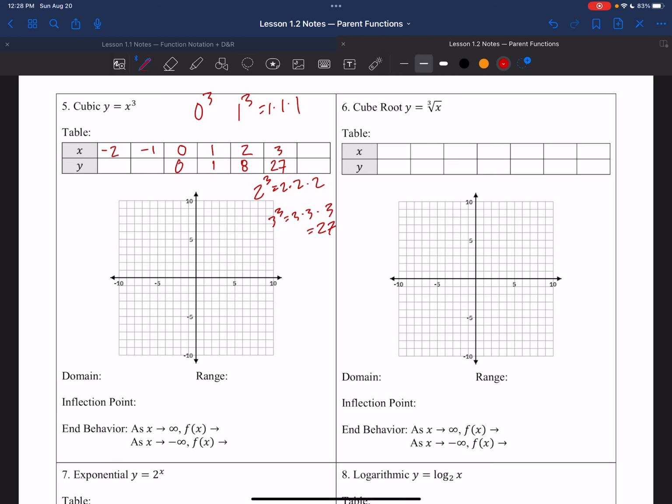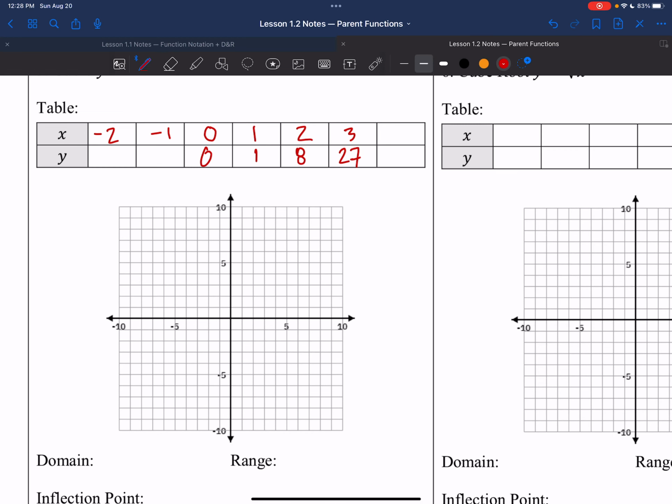Am I going to graph that on this? No. I don't have a 27. It's unreasonable to graph that here. Okay, look, I've got 0, 0. I've got 1, 1, and I've got 2, 8. Whew, kind of big right there. Kind of a big jump, right?